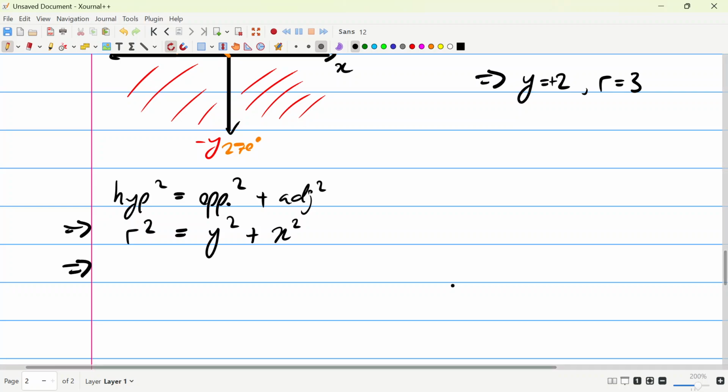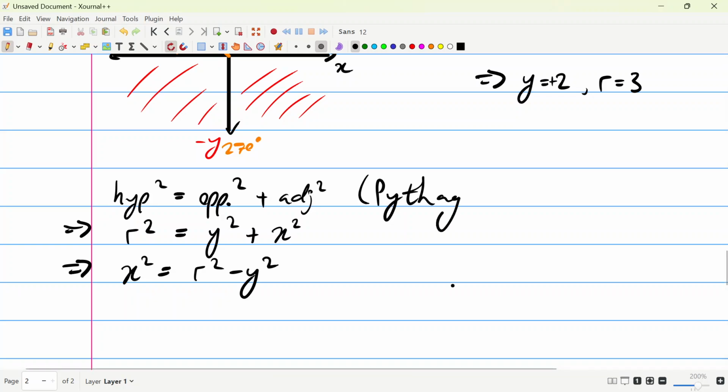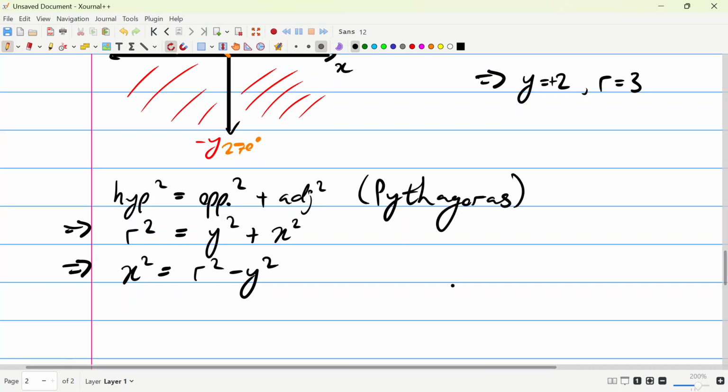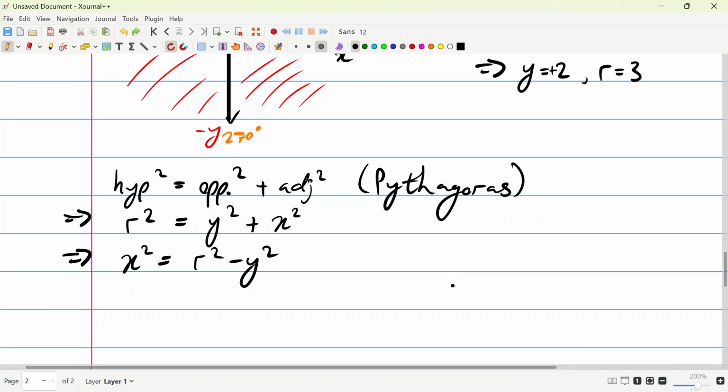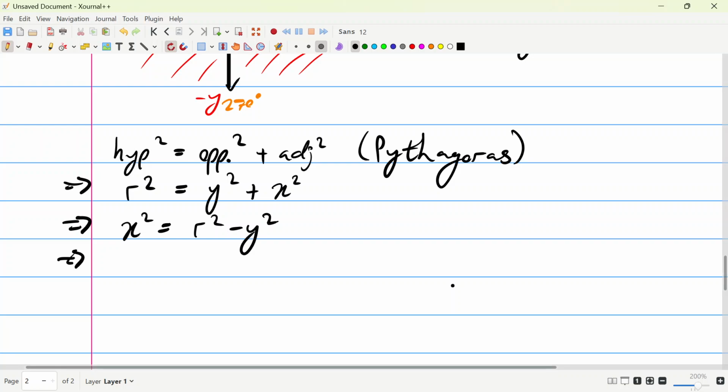So we are going to get x alone. We're going to take y squared over. So we're going to minus both sides by y squared. Then we're going to have x squared is equal to r squared minus y squared. And remember that this is an instance of Pythagoras. Okay. So we have to indicate the reason that we're using this. It's because we're using Pythagoras, okay?